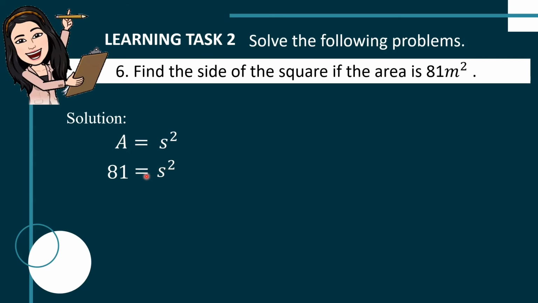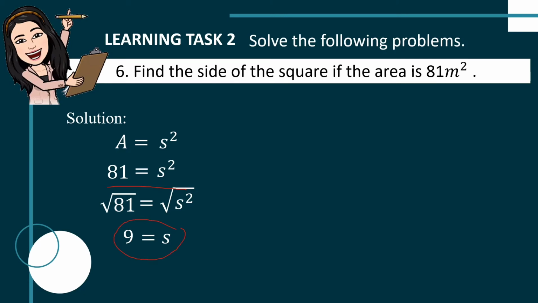Okay? So, here, do we already form a radical equation? This is not a radical equation, rather, this is a quadratic equation. So, S squared is equal to 81. We can extract the root of both sides so we can solve for the value of S. The square root of S squared is S, and the square root of 81 is 9. Therefore, 9 is equal to S, or the side is equal to 9.